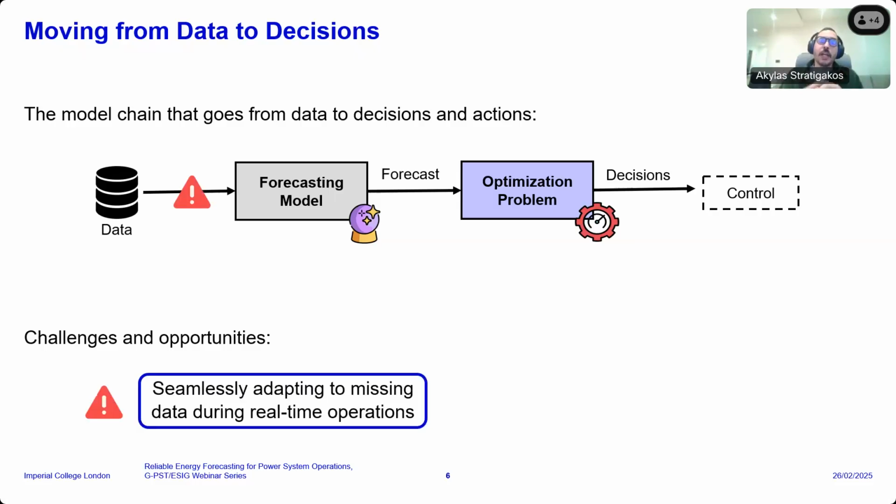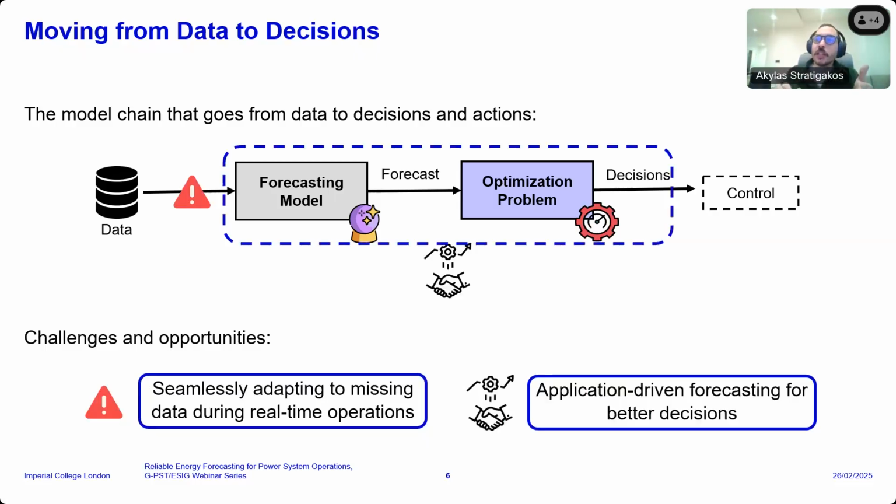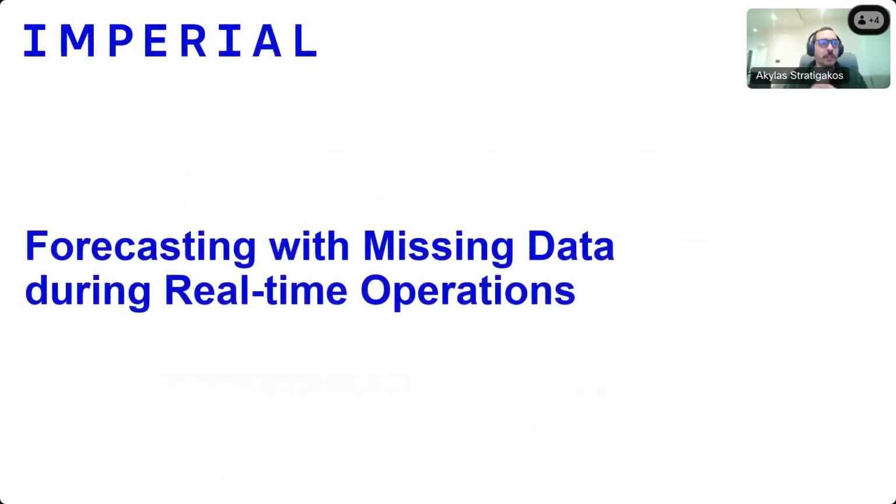In this presentation, we will focus on two aspects of this model chain. The first one is what happens when we have a disruption in the flow of information and how we can seamlessly adapt to missing data operationally. And the second one is to bridge and integrate the downstream decision-making process with the training of the forecasting model in order to maximize the value of our predictions. I will be presenting the first part of this presentation.